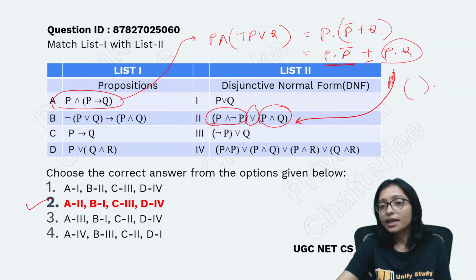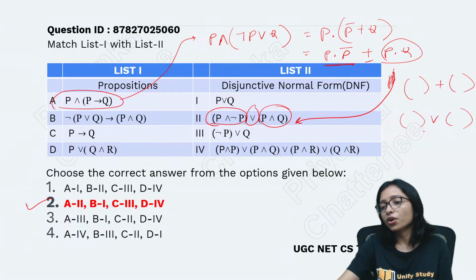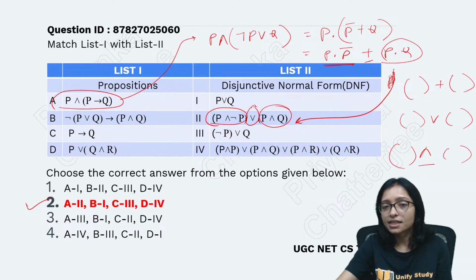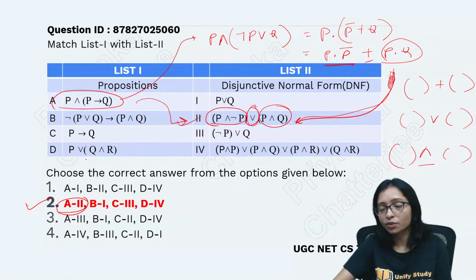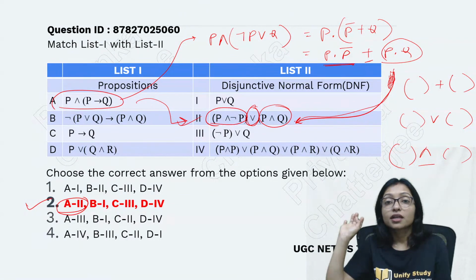Disjunctive means in between there will be plus, in between there will be or, and conjunctive means in between there will be and. That is the difference. As it is asking for disjunctive, I can convert like this and I am getting this answer. So A is coming with 2. Here only one option is there, which is A, coming with 2. By doing one question only you can solve. This is the method of saving time.